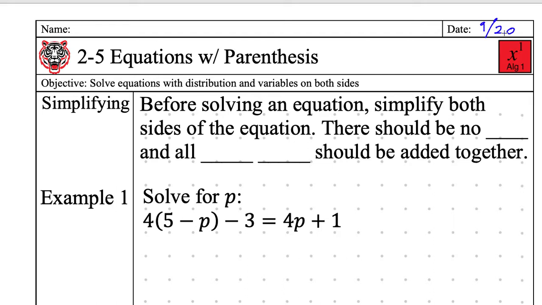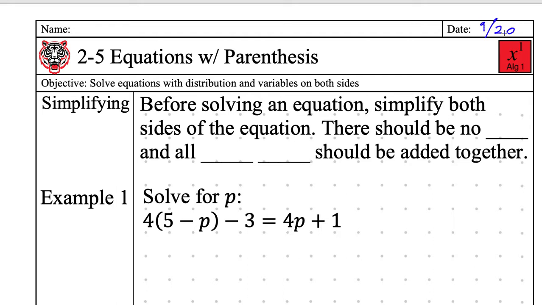All right, so simplifying. We talked about this step at the very end of 2-4. Before solving an equation, you need to simplify both sides of the equation. You're simplifying the left-hand side all by itself, then simplify the right-hand side. You're going down with PEMDAS, going all the way through it and making sure it's simplified. And then you're going to start going backwards.